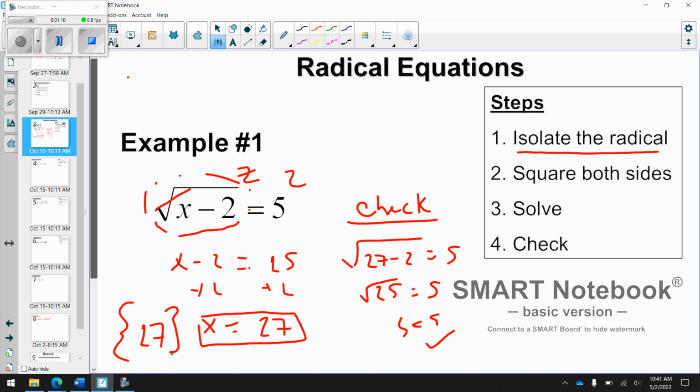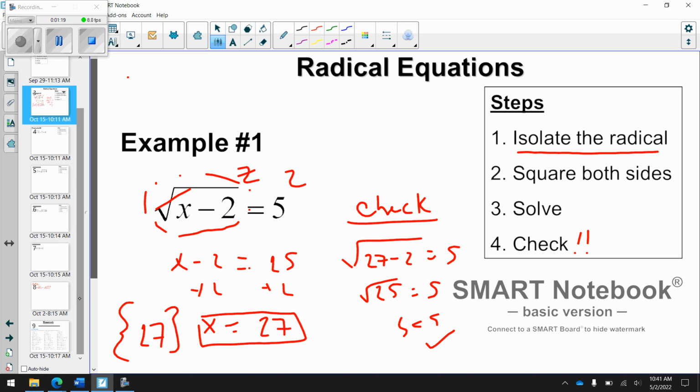All right. Isolate the radical. Square both sides. Solve it. Check it. We have to watch for extraneous roots. All right, let's go to 2.